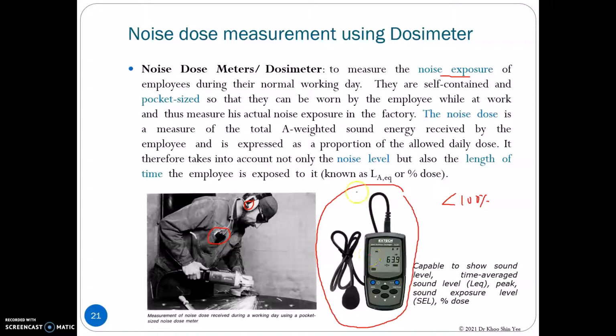The dosimeter will measure the noise level as well as the length of time that the employee is exposed to the noise. From time to time, it can measure the accumulated noise dose by this worker. When the noise dose is approaching the maximum 100% level, it will send an alert to the worker to stop working. Besides the percentage dose, the dosimeter can also measure the time average sound level in LEQ or LAEQ, and peak sound exposure level SEL.